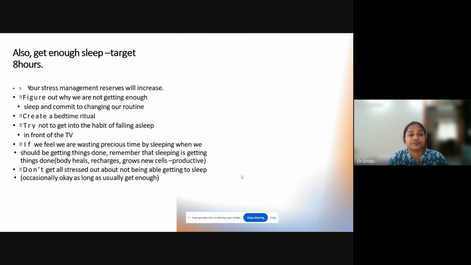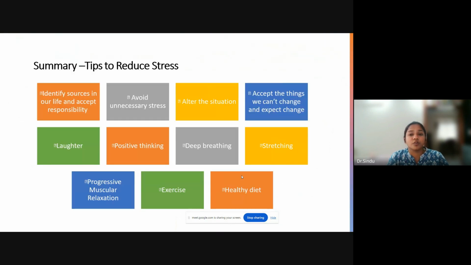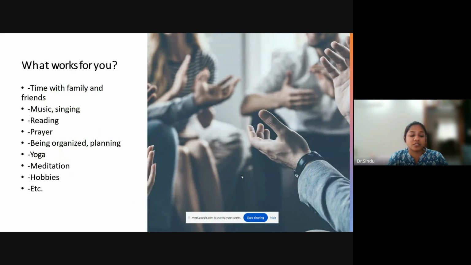Coming to the next one, exercise. These are all tips to reduce your stress: laughter, positive thinking, deep breathing, stretching, progressive muscular relaxation, exercise, healthy diet, accepting the things you can't change, and changing or altering the situation. These all come under the tips to reduce stress. Coming to the next one, what works for you, what you have to do daily to reduce the stress.